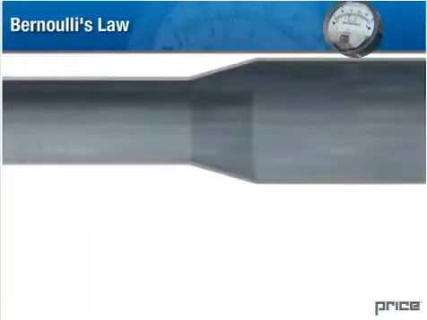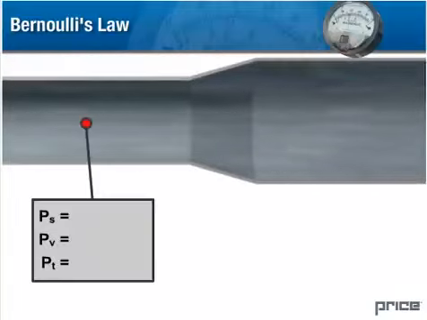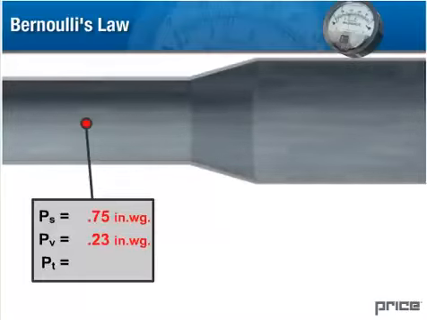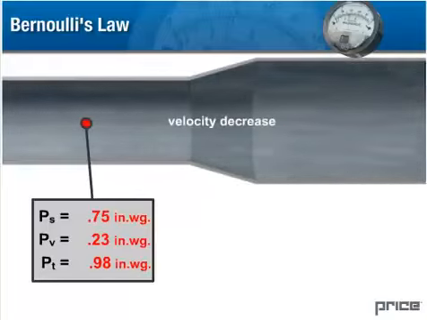In this case, the airflow is going from a small duct into a larger duct through a transition. We take a measurement of the static and velocity pressure on the upstream side of the transition and find the static pressure to be 0.75 inches of water and the velocity pressure to be 0.23 inches of water for a total pressure of 0.98 inches of water on the upstream side. As the air enters the larger duct, the velocity of the air decreases. We therefore see a decrease in velocity pressure and an increase in static pressure in accordance with Bernoulli's law.